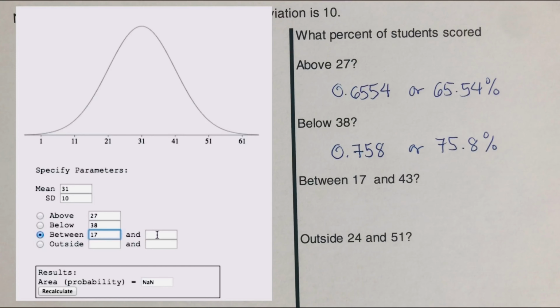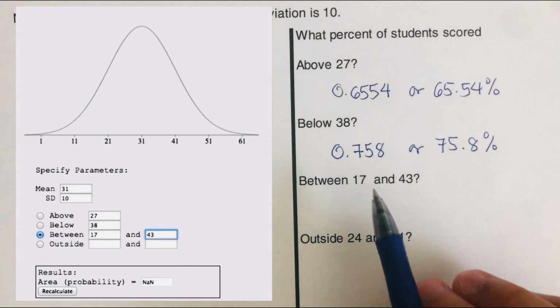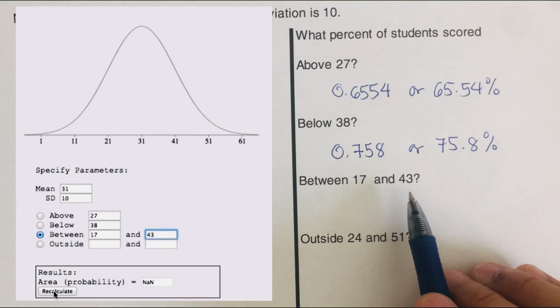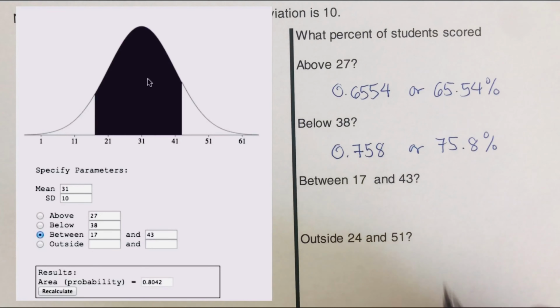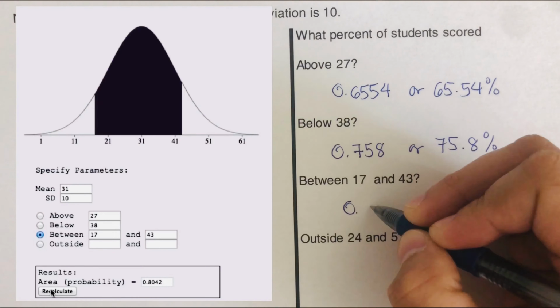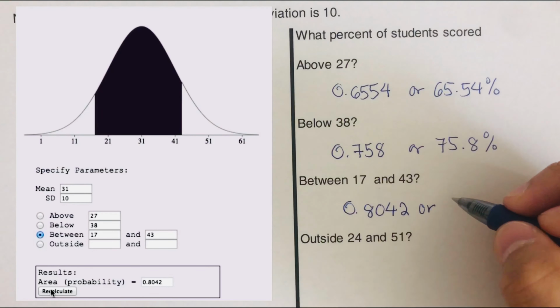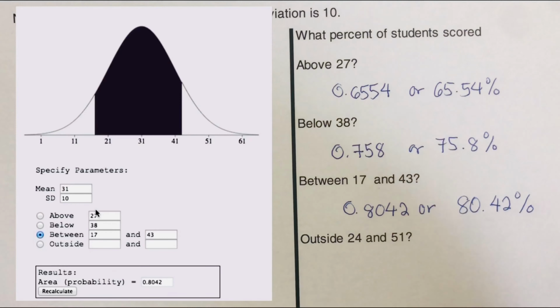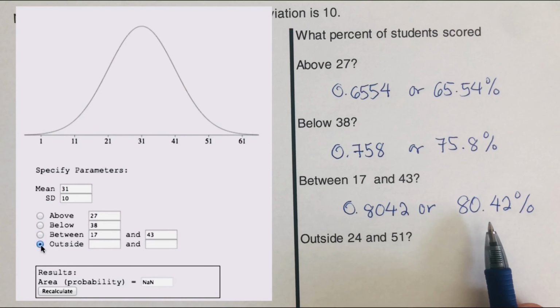Now let's move on to the between. I'm going to take the between and then I'll type in 17 and 43. As you can see here, we're looking for the shaded area that is between 17 and 43. If I hit recalculate, this would give 80.42% of students score between 17 and 43.